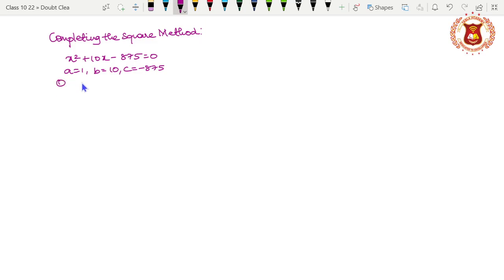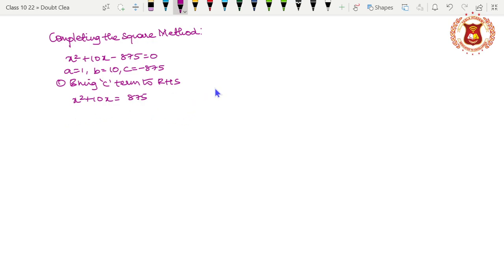First step, bring the c term to the RHS. Now x square plus 10x is equal to 875, right? Minus 875 becomes plus 875.